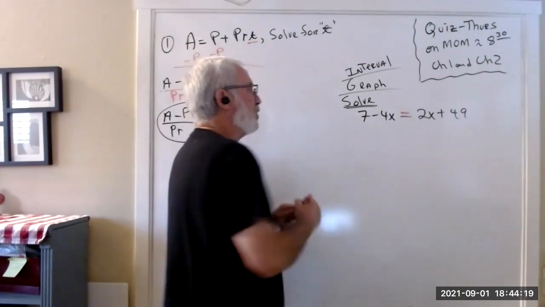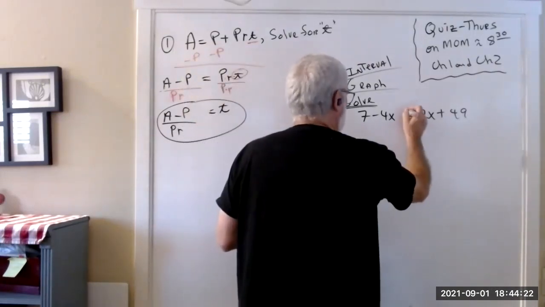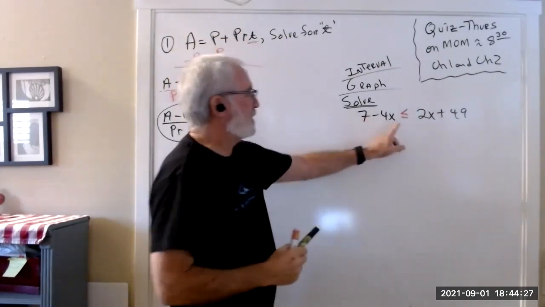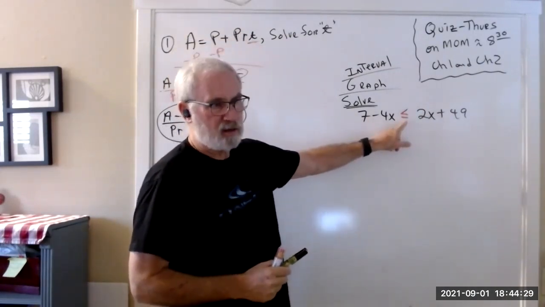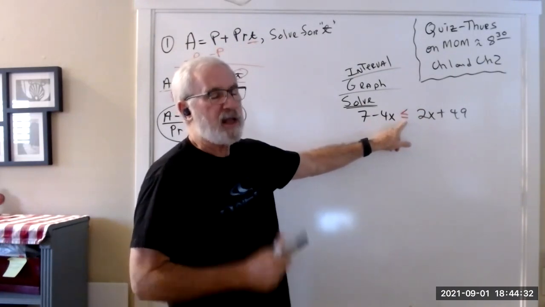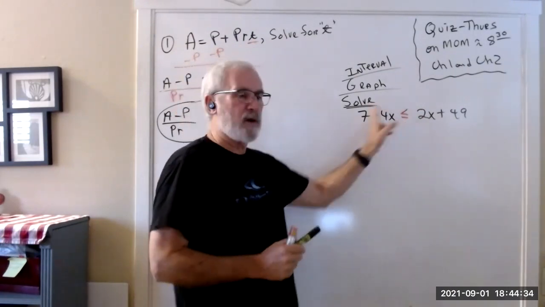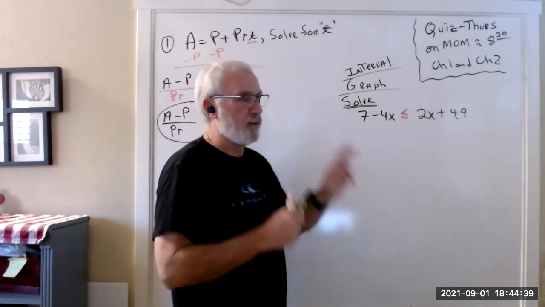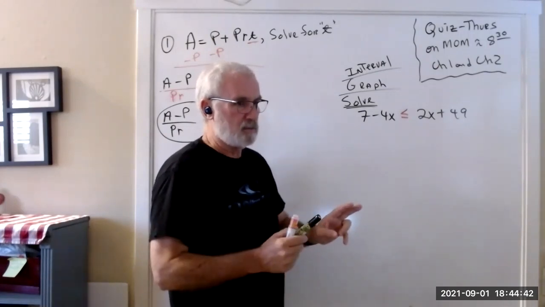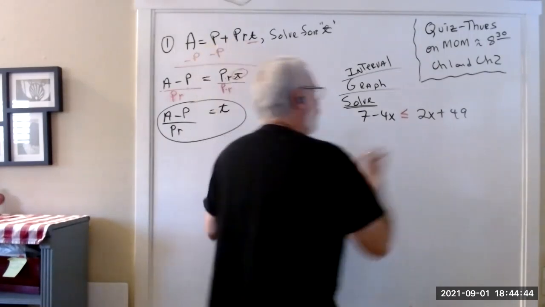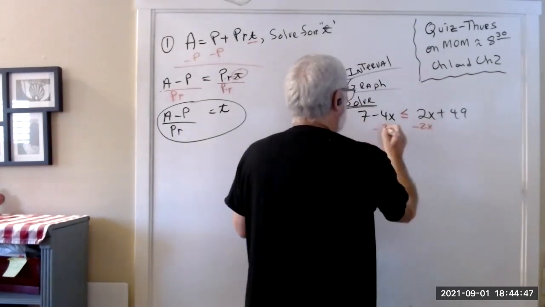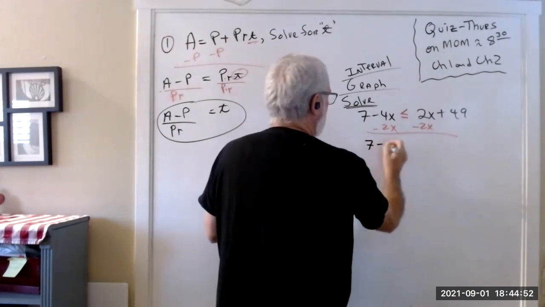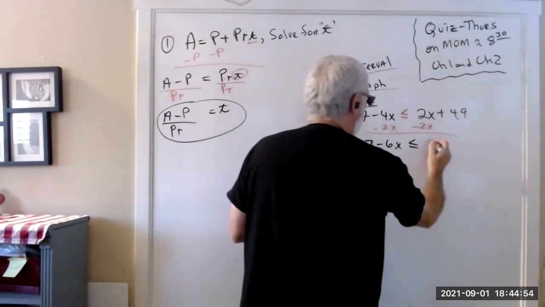But it is generally safer, okay, generally, not required, that if it's an inequality, the less than greater than problem, it's safer to have all your X's on the left-hand side. Okay, not required, but safer. Okay, so to do that, I would take 2X away from both sides. That would give me 7 minus 6X is less than or equal to 49.